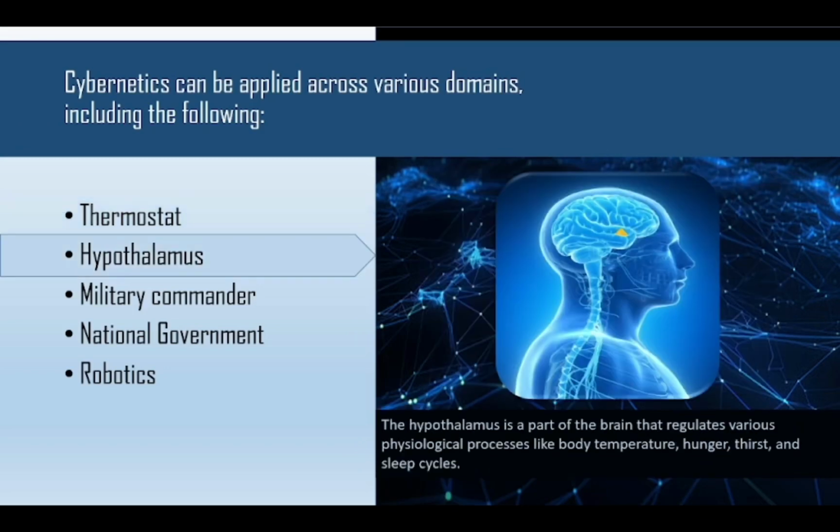Secondly, the hypothalamus. The hypothalamus is a part of the brain that regulates various physiological processes like body temperature, hunger, thirst, and sleep cycles. So the hypothalamus is another example of cybernetics. It is from the human body, and it controls basic body functions such as internal temperature, hunger, sleep, and so on.